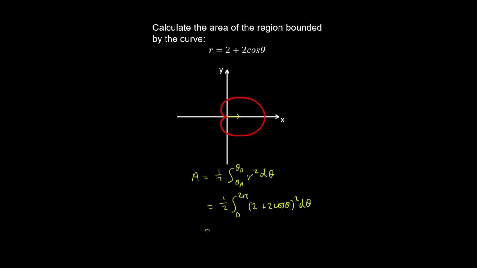And now we can expand and simplify this. And now you can use your double angle trig identity to simplify this term and evaluate the integral. And that's going to give you the area bounded by this cardioid.